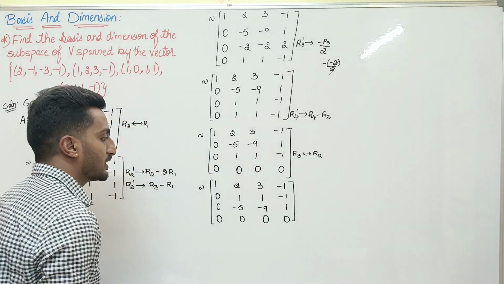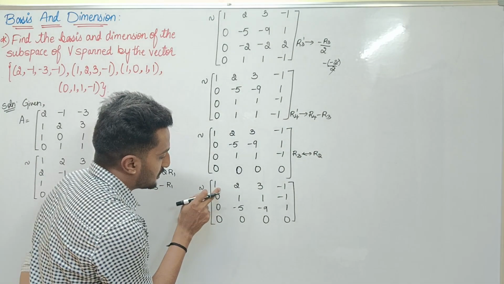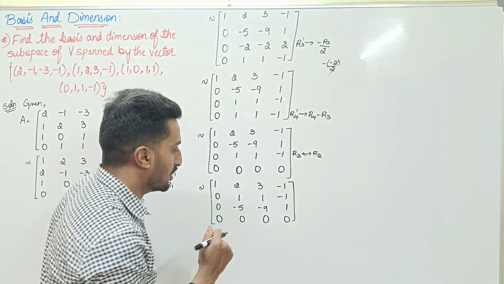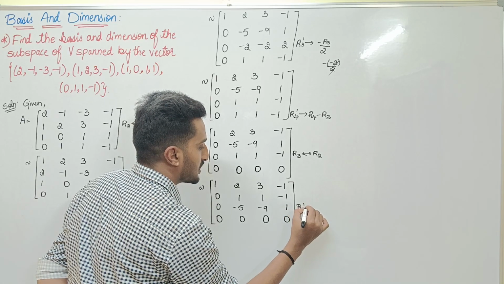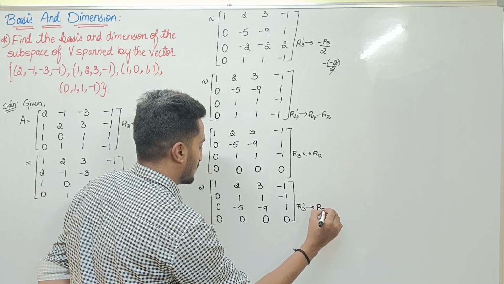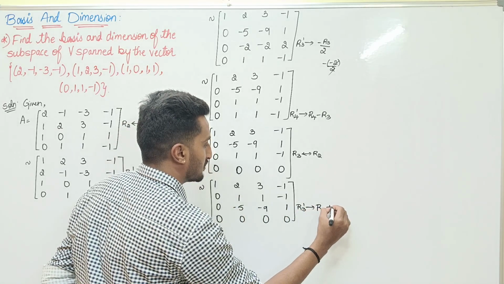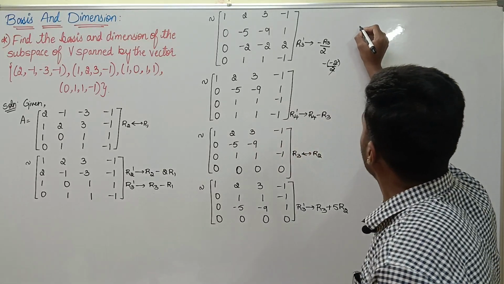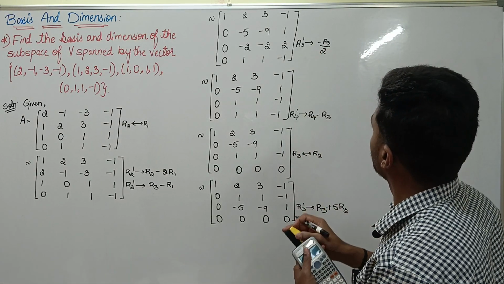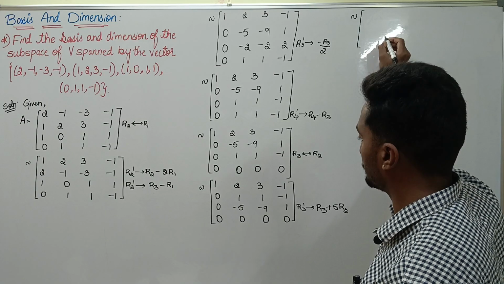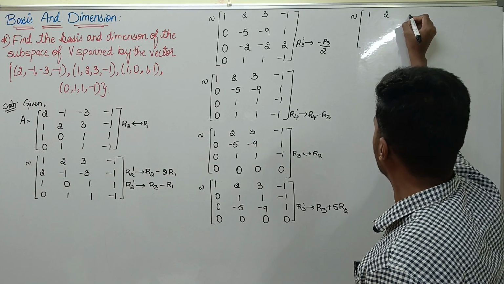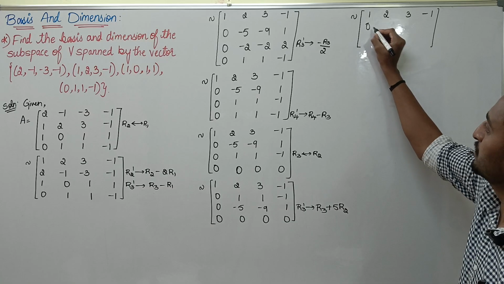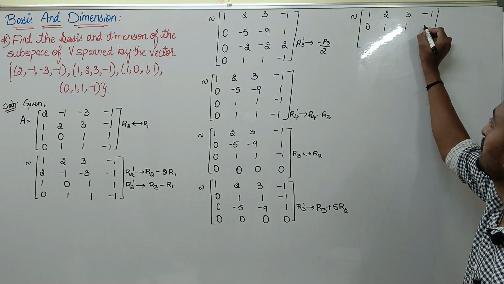Now what are our diagonal elements? 1, 1, minus 9, 0. Below this element, that is minus 5, I need to make it 0. So R3 dash changes to R3. Since I have negative, I am going to consider positive 5 times R2. Then what are we going to get? 1, 2, 3, minus 1, represent the matrix. Next 0, 1, 1, minus 1.